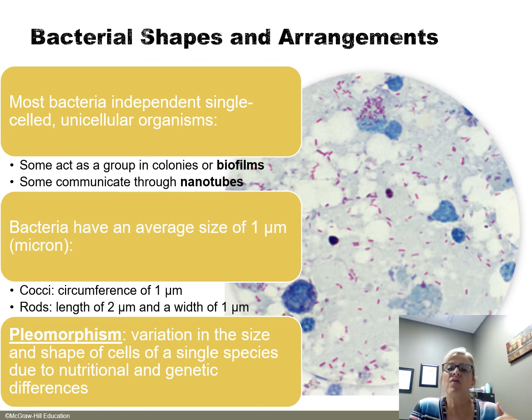So this is very different than a multicellular organism like we are, okay? Because we have special cells to do all of those different things, okay? So most bacteria here, we said, are independent, single-celled, and unicellular. They can act together as a group as a biofilm, which is really a kind of interesting, neat thing.